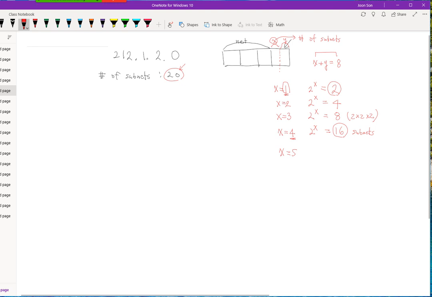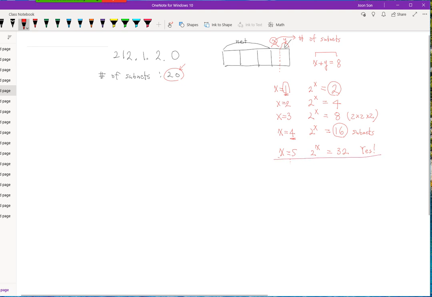X is 5, and 2 to the power of X is 32. With 5 bits, I can create 32 subnets. Therefore, I can definitely create 20. You can go further, but that's wasting your subnet space. Of course, when X is 6, 2 to the X is 64, and you can still create 20 subnets, but that's wasting my subnet bits. So I'm going to stop here.